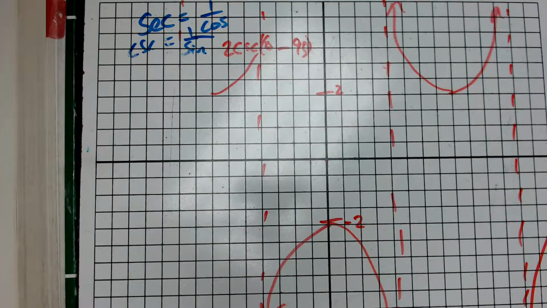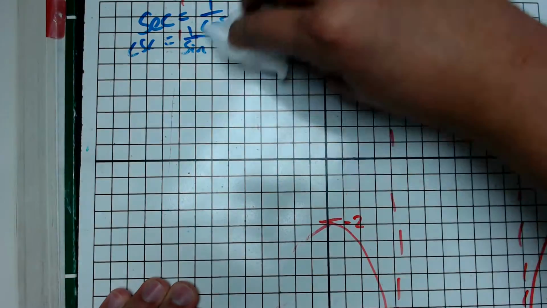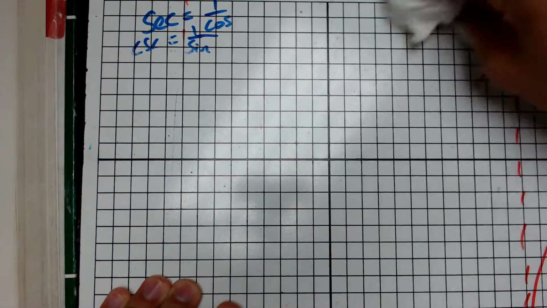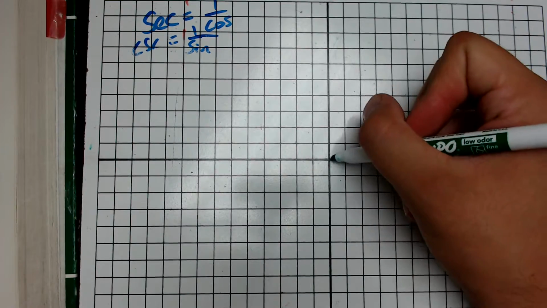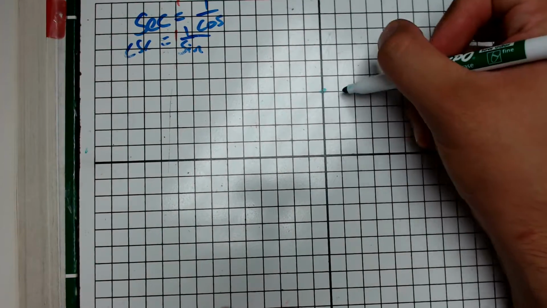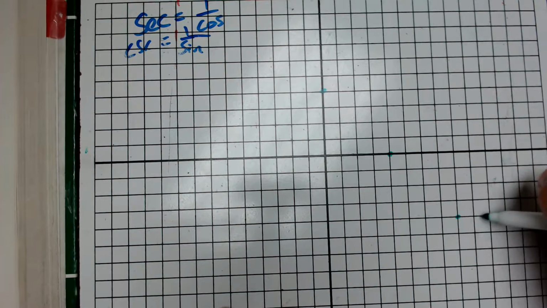Really quick, we'll look at the graph of secant. I'll explain that in terms of drawing the graph of cosine first. So we'll do the graph of cosine in green. If you remember, cosine at 0 is equal to 1, and then it goes down and then back up.